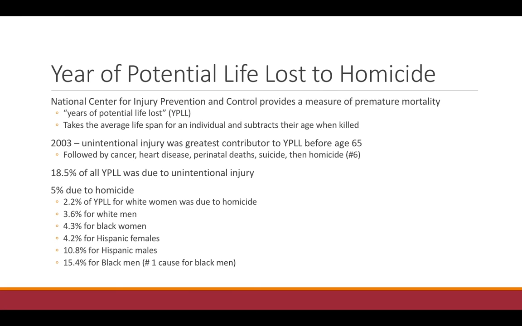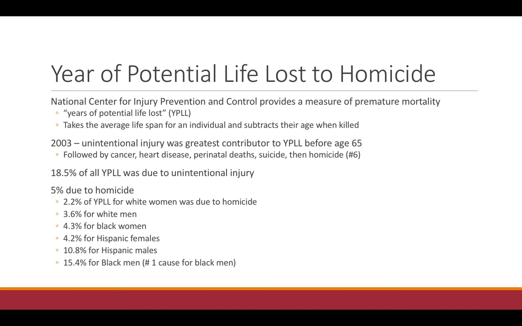So one thing that we look at as a measure here is this data that the National Center for Injury Prevention and Control provides, and it's providing a measure of what we call premature mortality. So this is people who have died before they should have died. And what they do is they measure years of potential life loss. So it takes the average lifespan for an individual, subtracts their age when they're killed, and that tells us the years of potential life lost.